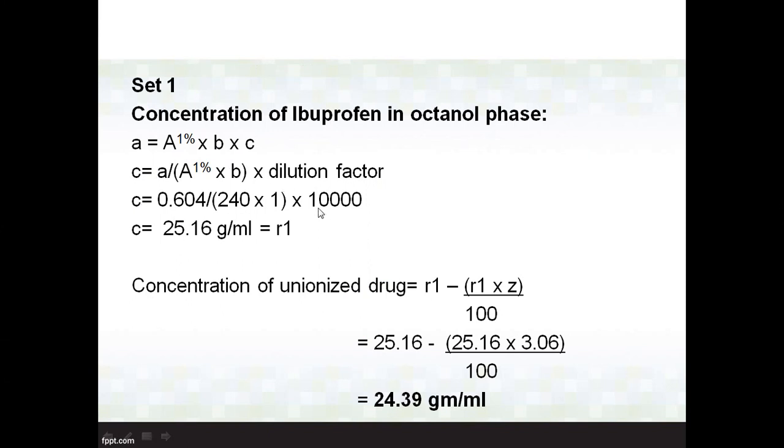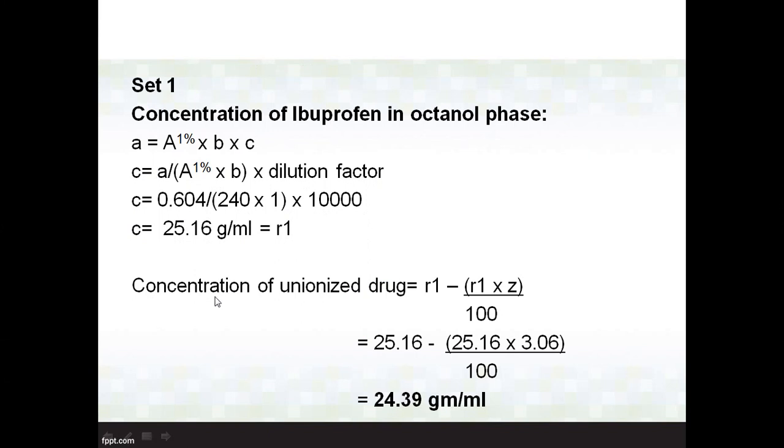So the dilution factor is 10,000. Putting in all the values, the path length is 1 centimeter and the absorptivity, as we have seen, is 240. Using all these values, the concentration comes out to be 25.61 gram per ml. Let this concentration be R1. Now this is the total concentration.